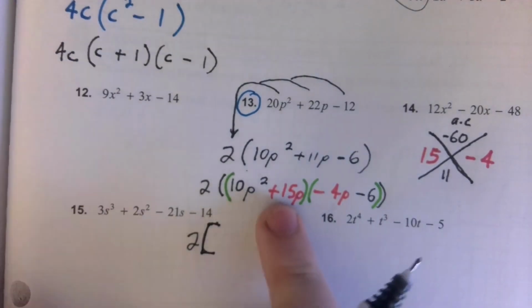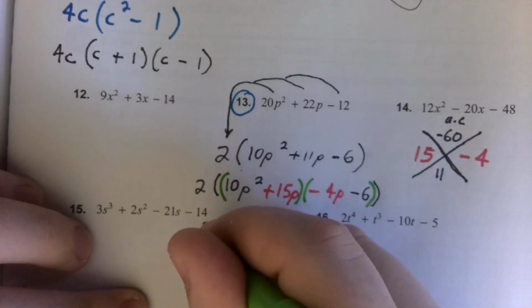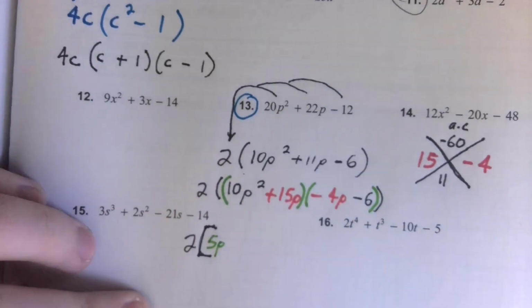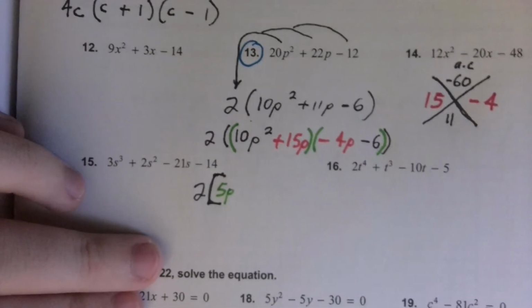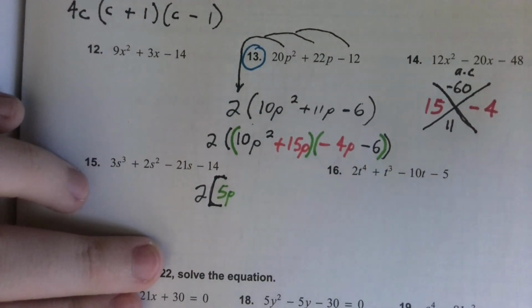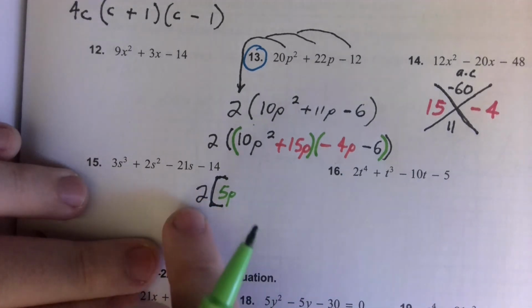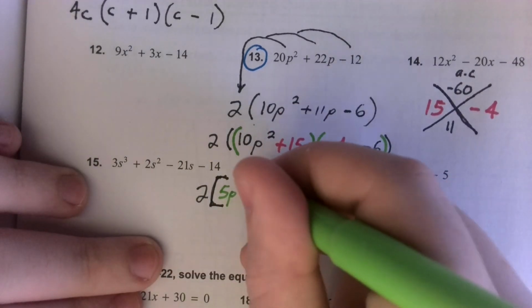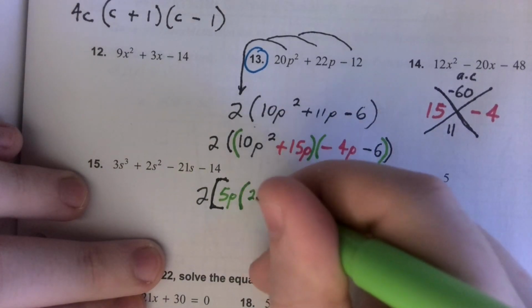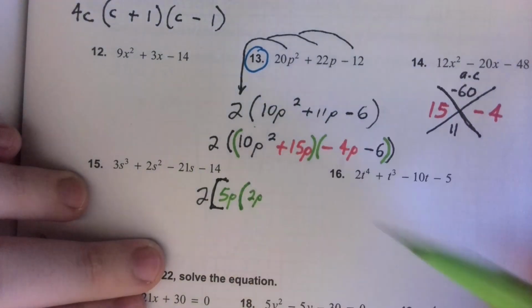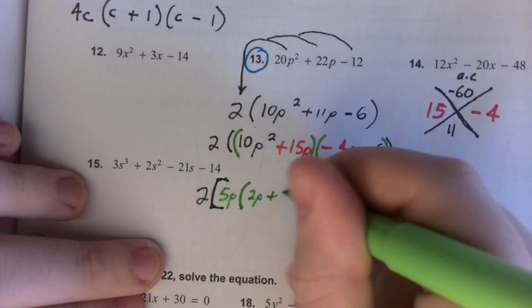From this first group, I can pull out 5 and p. Because 10p squared can be divided by 5p, and 15p can be divided by 5p. So we're good. When writing out your parentheses, keep your 2 separate. So I used a different type of bracket here, a bracket instead of parentheses, to show how separate it is from everything. And then we continue the problem like normal. 10p squared divided by 5p is 2p. 15p divided by 5p is 3.